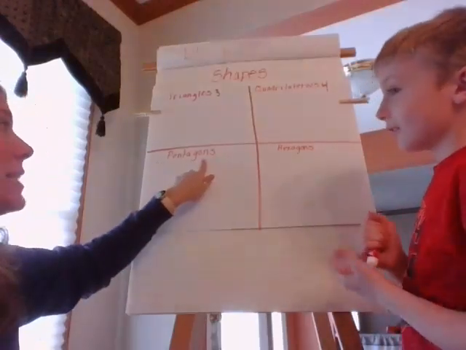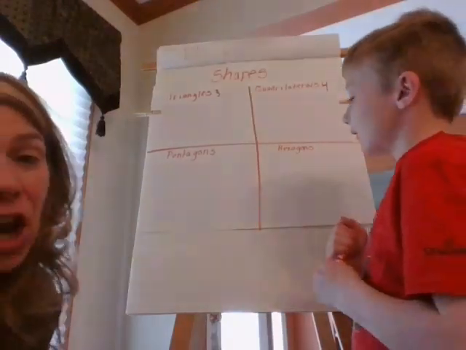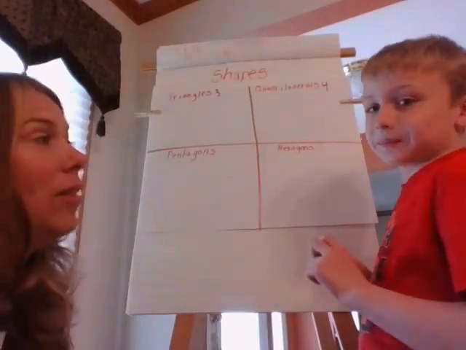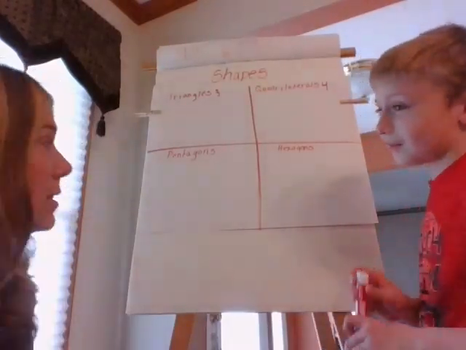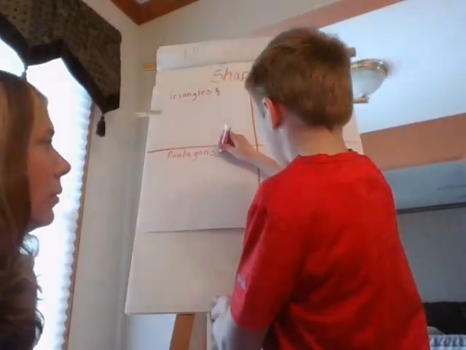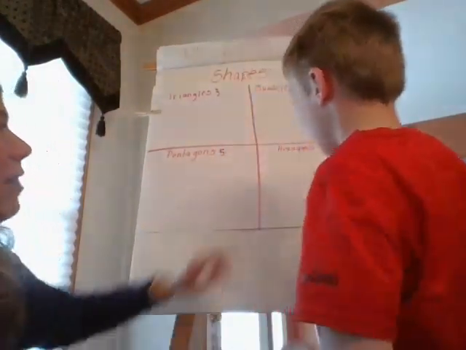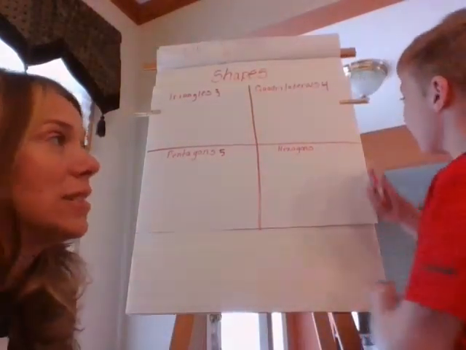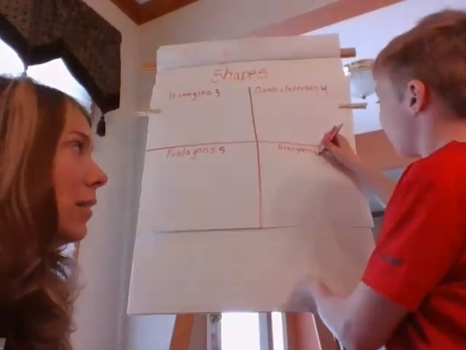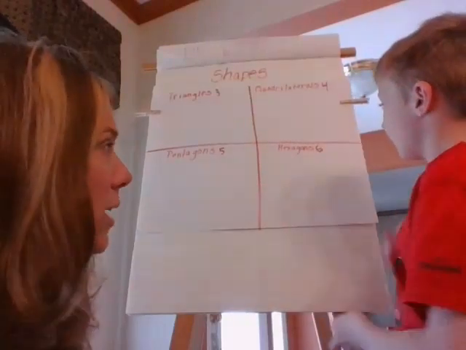Then we have pentagons. Pentagons are 5-sided shapes. They have 5 sides, 5 angles, and 5 vertices. Put a 5 there. And then hexagon, hex means 6. So they have 6 sides, 6 angles, and 6 vertices.